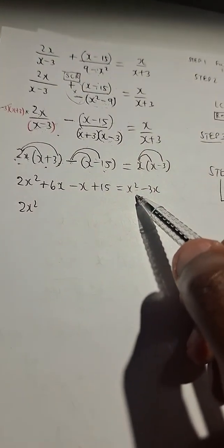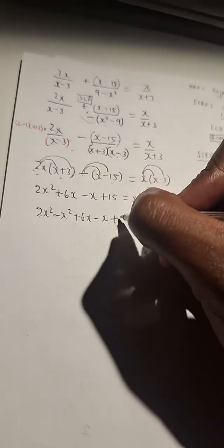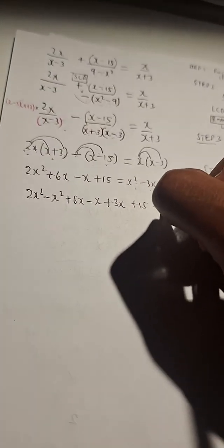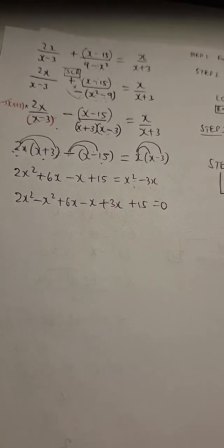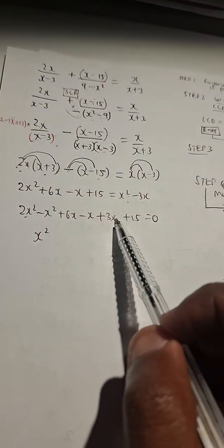So we have 2x squared. Let's take the like term x squared minus x squared plus 6x minus x. Take the negative 3x plus 3x when it crosses over plus 15, which is all equal to 0. I think standard form is very close. 2x squared minus x squared, that gives us x squared. 6x minus x plus 3x, that's 6x plus 3x.